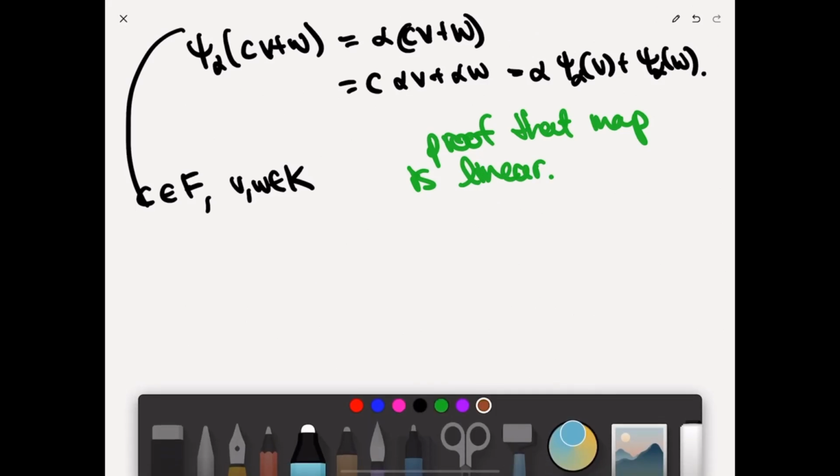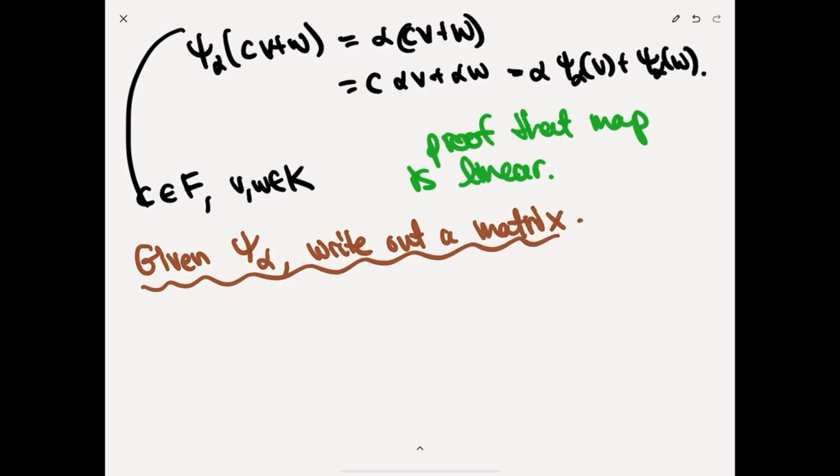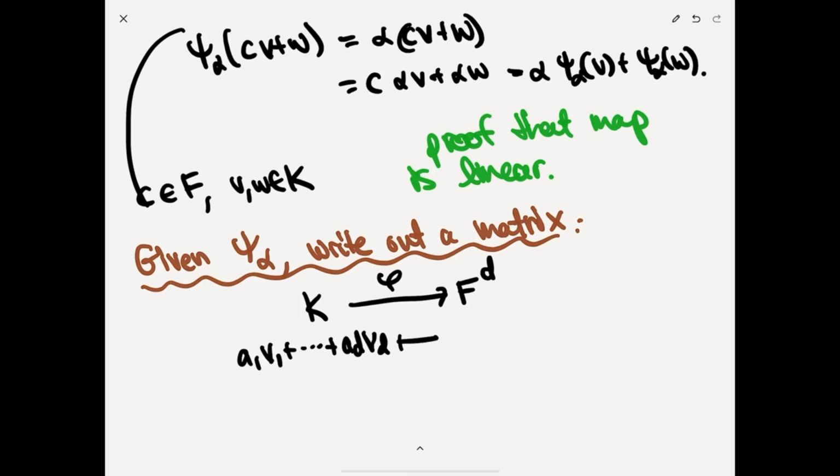Okay, and so the point is that once we're given this map, psi alpha, we can write out a matrix. So we'll use some bijection with the standard Rn. So here what we'll do is we'll take K, and we map K to F^d. So we say that this is degree d. So this goes to F^d, right? And we'll call this phi. It takes a1 v1 plus ad vd, and this maps to the standard vector a1, ..., ad.